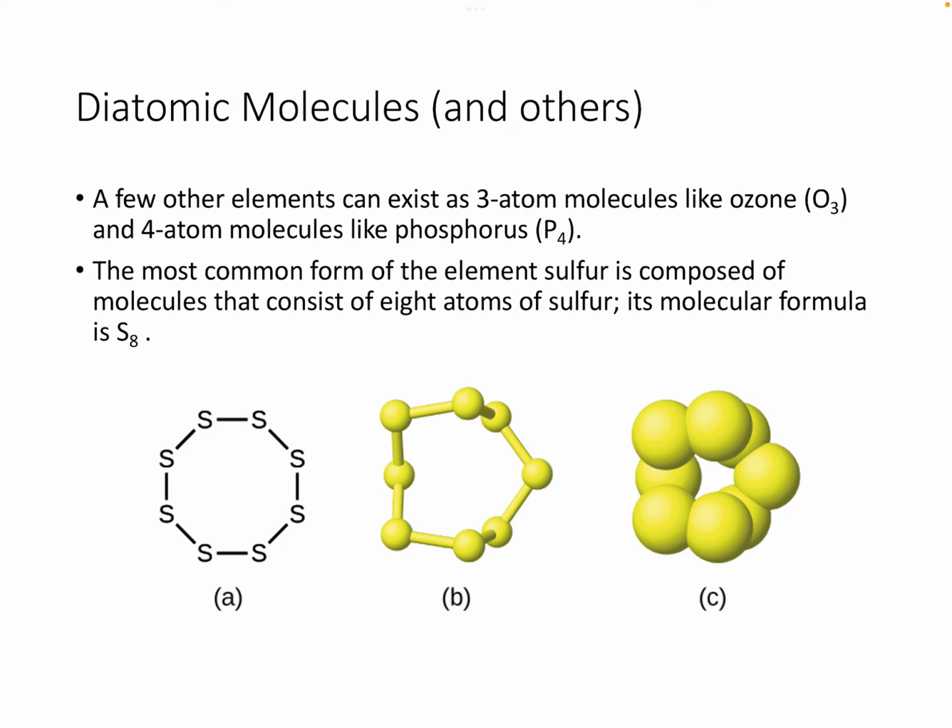And then phosphorus actually forms a 4-atom molecule, P4, and sulfur can exist as a ring where there's 8 sulfurs all bonded together. So that's shown down below here. And off to the side, that's just showing the geometry of the different sulfur atoms. So these are ball and stick models, for example. But you don't have to know these, just know the diatomic molecules. And just in general, be aware that other elements can form larger molecules as well.